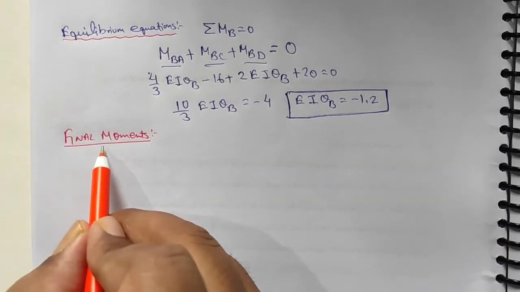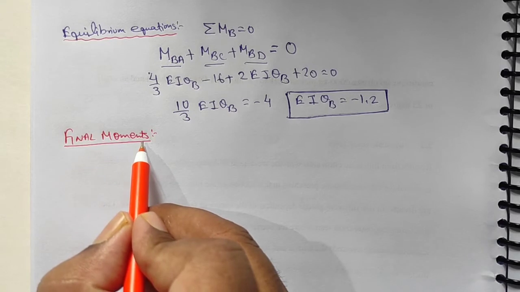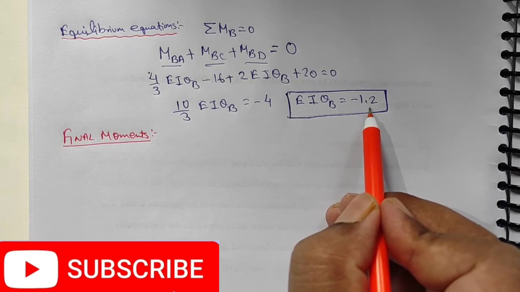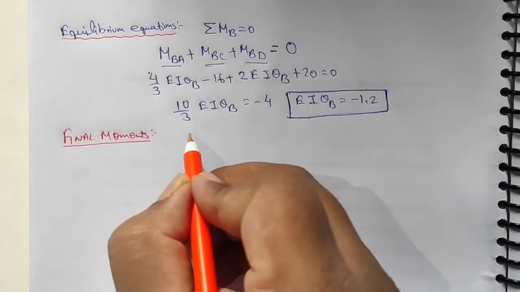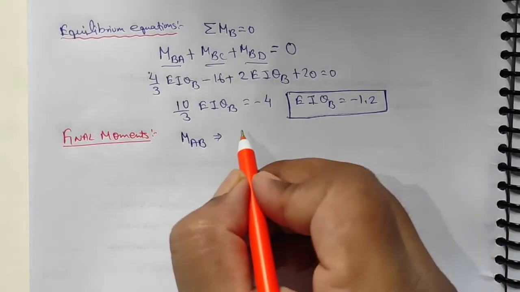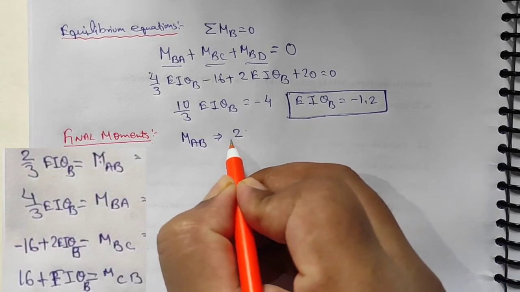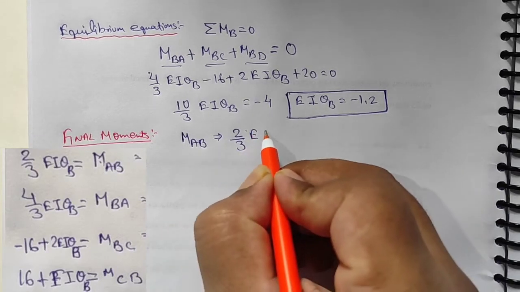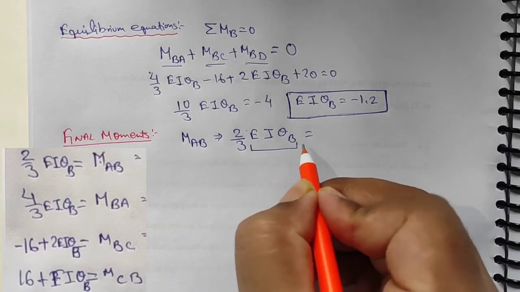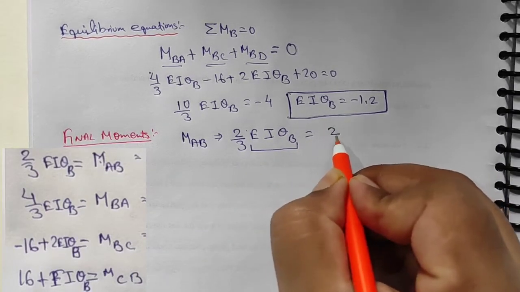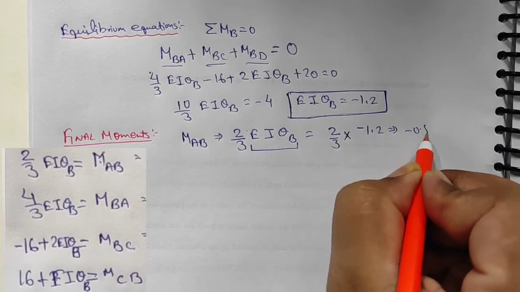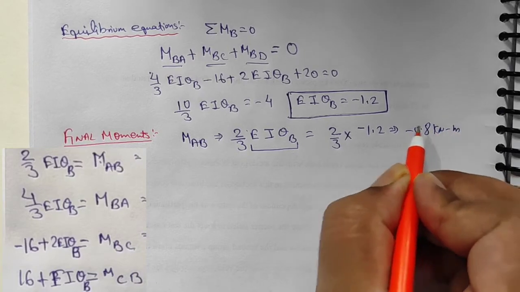Now my next step is to find the final moments, that is putting the value of EI theta B equal to negative 1.2 in my slope deflection equations. Now I will put the value of EI theta B in MAB, which I have previously found, that is MAB equal to 2 upon 3 EI theta B. Now putting the value of EI theta B from the above equation, that will be 2 by 3 into negative 1.2, which will give me negative 0.8 kilonewton meter.